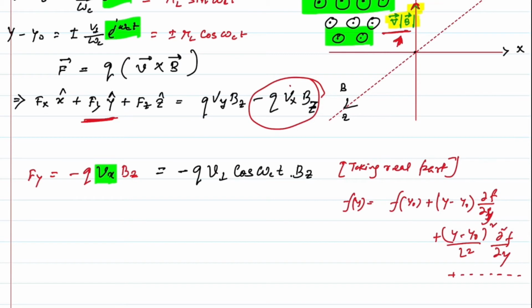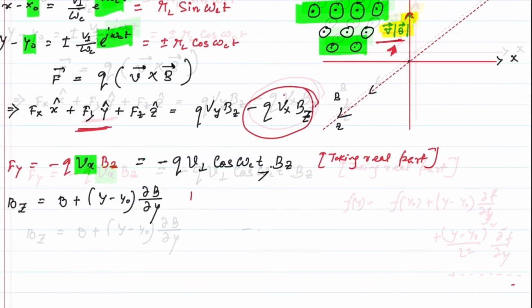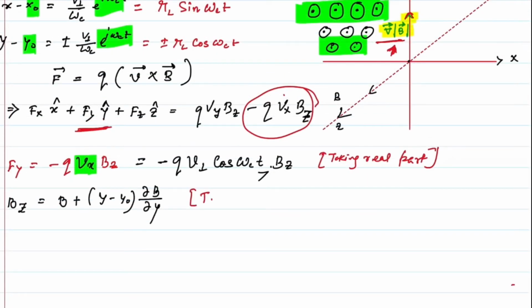Okay, so if you apply this in the case of the magnetic field, here we are taking the z component only because the magnetic field is along the z direction, isn't it? So then we can write B plus (y minus y naught) del B by del y, and the remaining parts will be neglected. Okay, so here we have used the Taylor series.